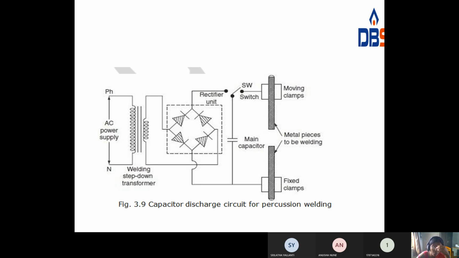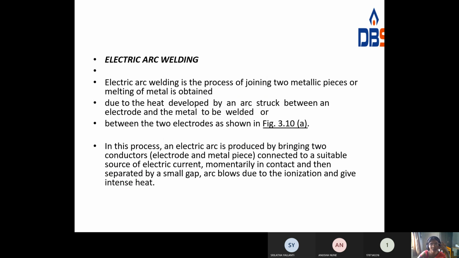In which ways do we do resistance welding, and what are the types of resistance welding? Spot welding, seam welding, projection welding, butt welding. Butt welding is again of three types. What are those? Upset butt welding, flash butt welding, percussion butt welding. So the next one is what in welding? Electric arc welding.